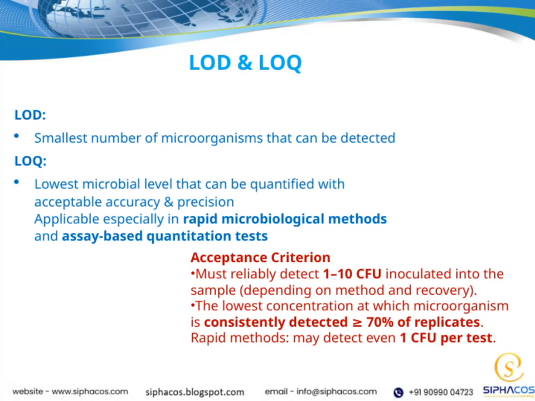Let's talk about the acceptance criterion for microbial detection. Essentially, we need a method that can reliably detect between 1 and 10 CFU, colony-forming units, depending on the method and recovery process used. The key point here is that the lowest concentration at which we can consistently detect the microorganism should be at least 70% of the time across multiple replicates.